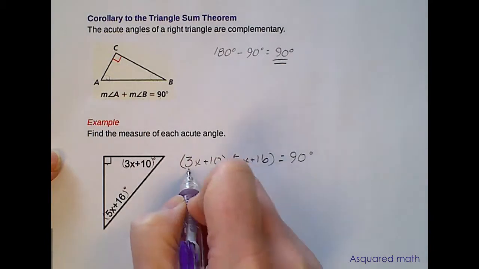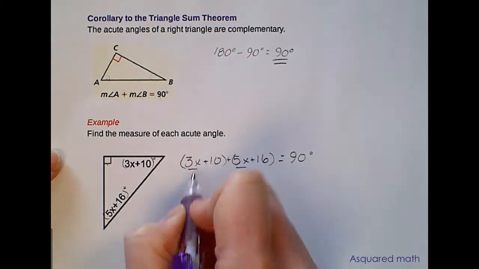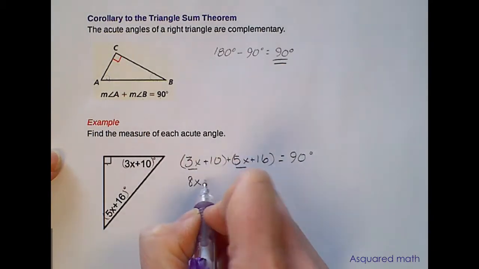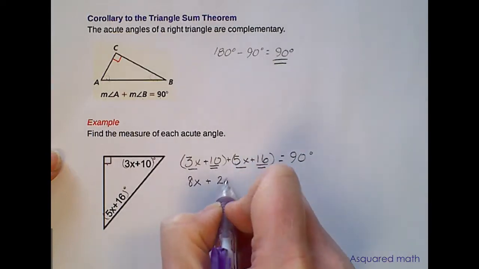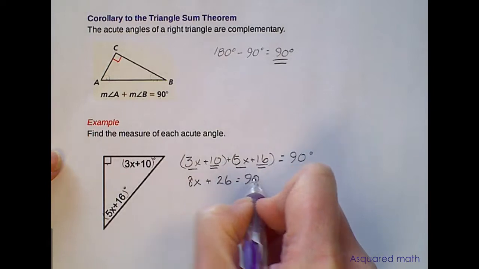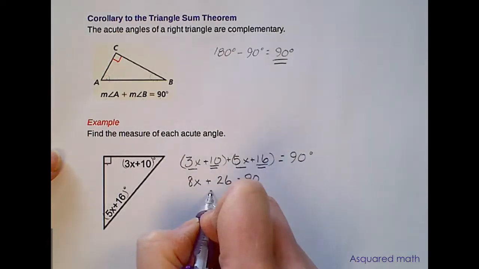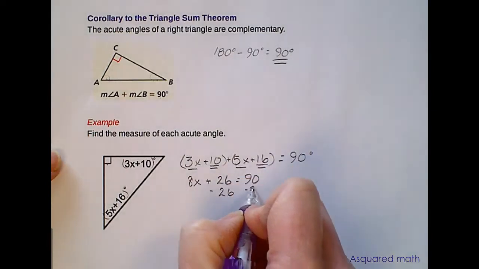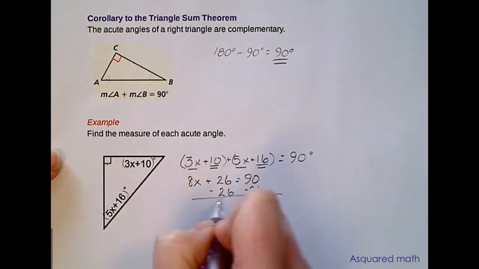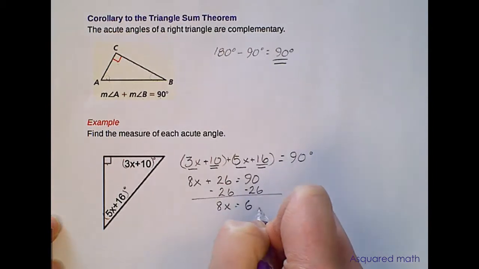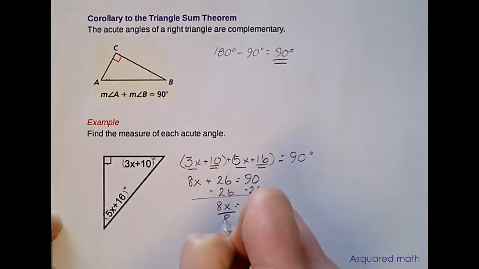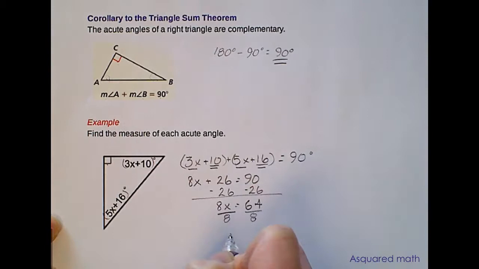Collect our like terms. We have 3x plus 5x, or 8x, and then we have 10 plus 16, which is 26, and that equals 90. Collect like terms still. We have to subtract 26 from both sides. We have 8x equals 64. Divide both sides by 8, so we can solve for x, and we get x equals 8.